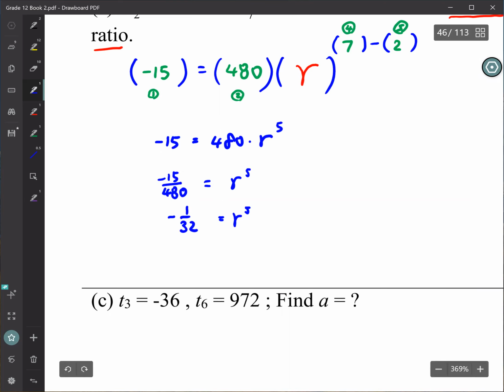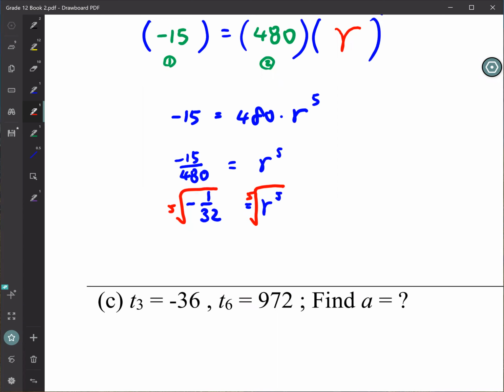Okay, so now we will need to take away the exponent, the 5. So we do the opposite of exponent. That's radical, right? So put fifth root on both sides, because it's an odd root. Fifth root is an odd number, 5, so it's okay to have a negative on the side. If it's an even number like square root, then you cannot find the ratio. You will say it's undefined. So this one, it's okay.